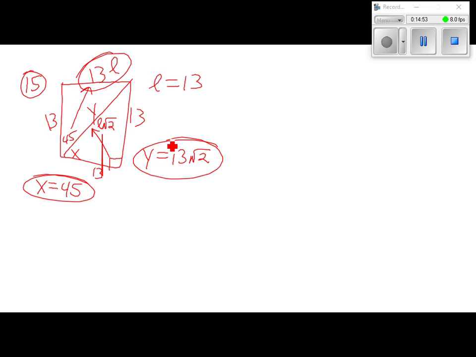Do we want to change that one into a decimal? No. No reason to, right? That's just a good answer for that problem. Next question.